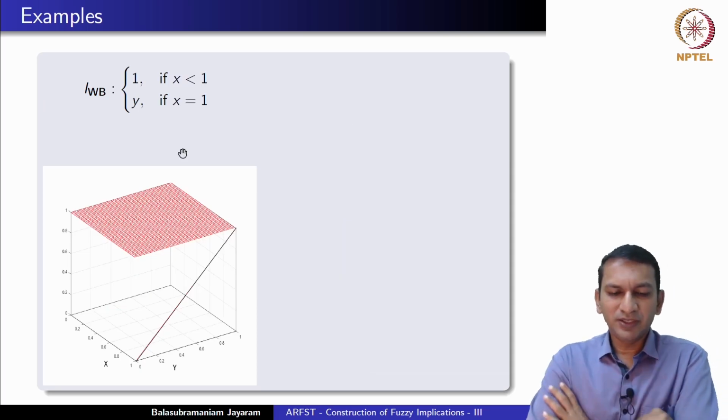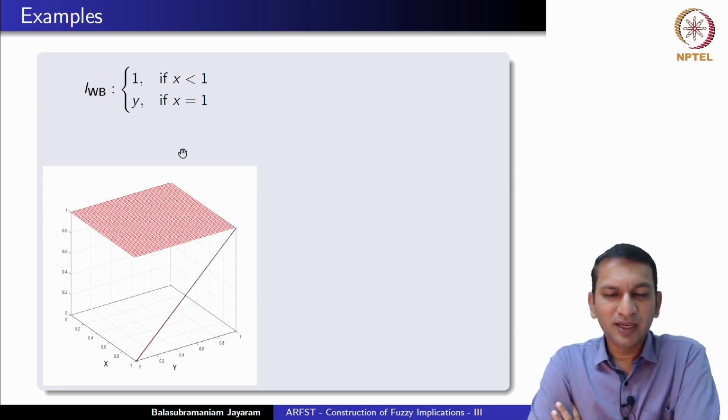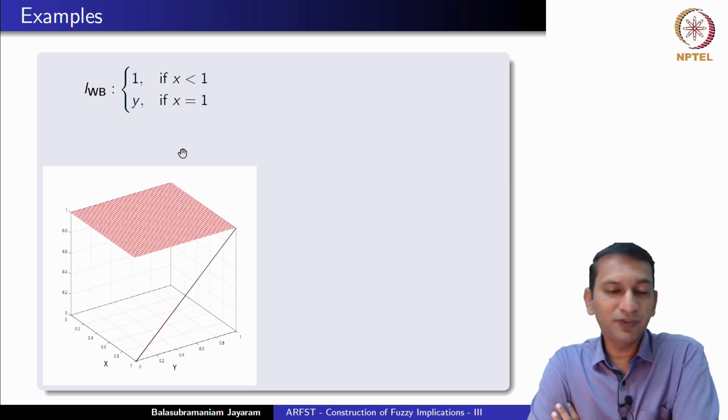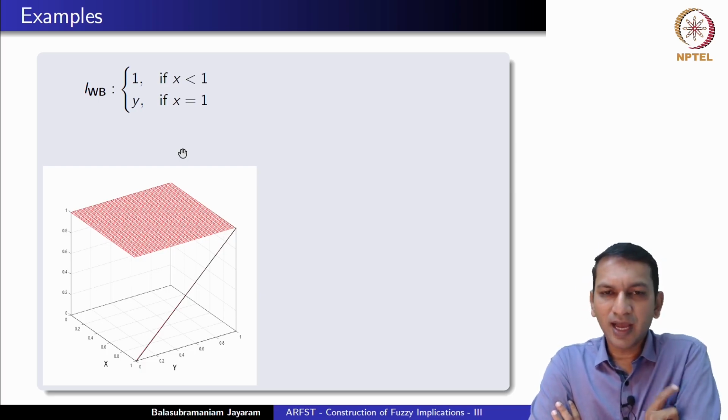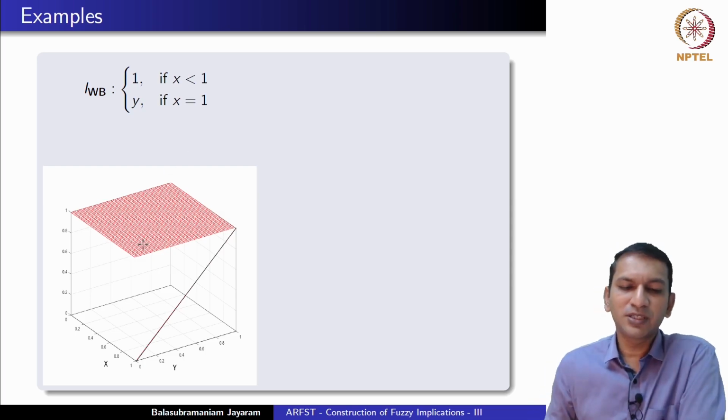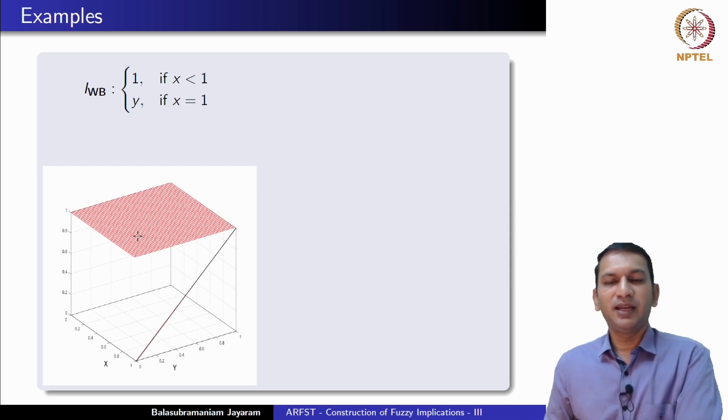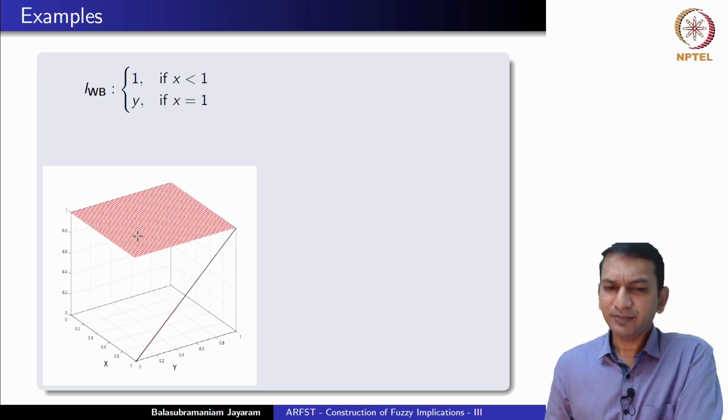This is the Weber implication. You will see that it has the neutrality property. Its natural negation is the largest fuzzy negation. It has IP but not OP. It doesn't have the ordering property because even when x is greater than y, it has the value 1.